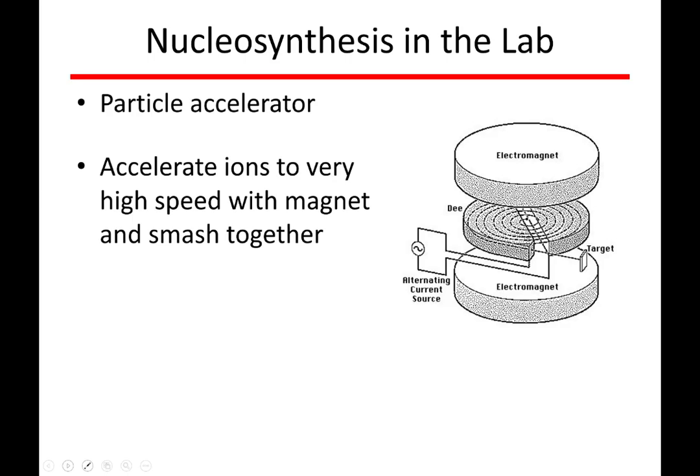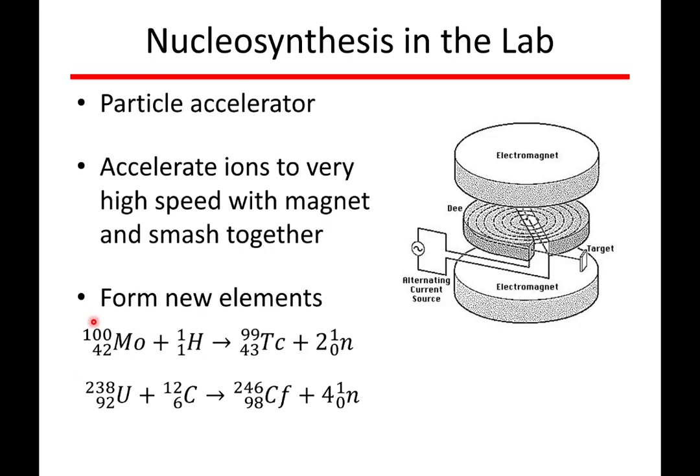And when they smash into other ions with enormous kinetic energy, you're going to have very high energy collisions that are high enough in energy that you can overcome the activation barrier to fusion. And that will allow you to form new nuclei by doing a fusion process. This allows you to form new elements.